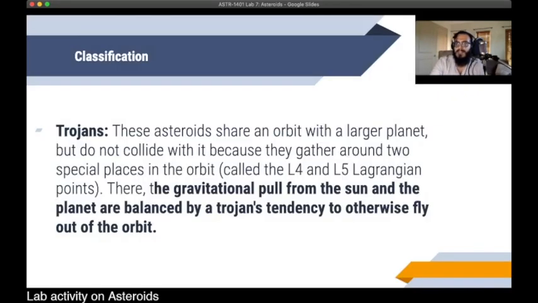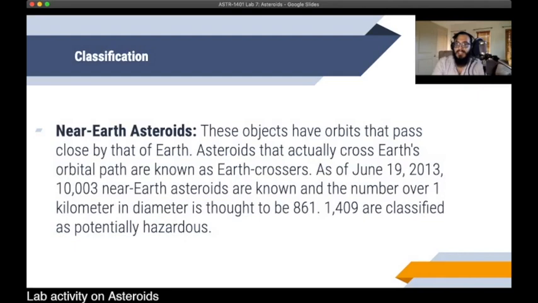So we have these types that are called Trojans. These asteroids share an orbit with a larger planet, but do not collide with it because they gather around two special places in the orbit. These places are called the L4 and L5 Lagrangian points. There, the gravitational pull from the sun and the planet are balanced by the Trojans' tendencies to otherwise fly out of orbit. So they're pretty much stuck in orbit within these L4 and L5 Lagrangian points. The near-Earth asteroids. These objects have orbits that pass close by Earth.